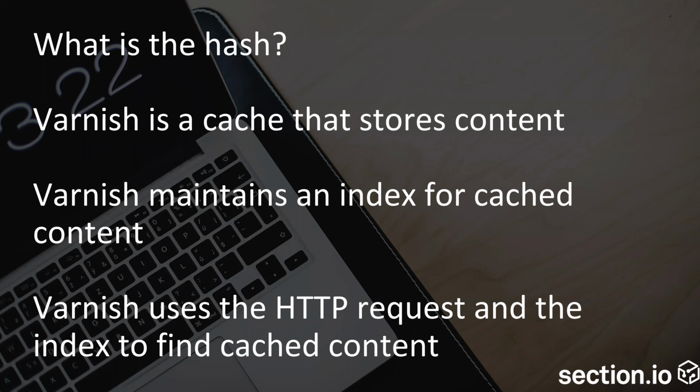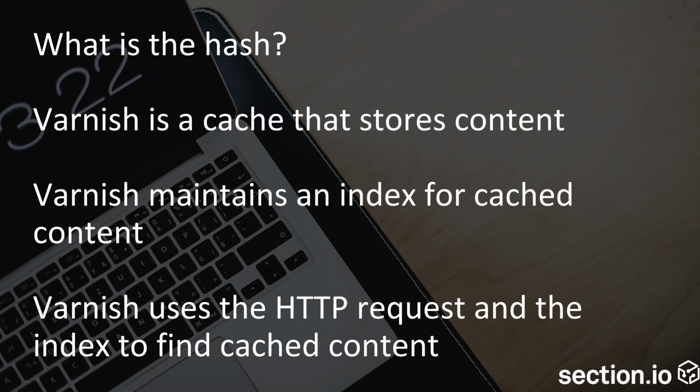So the title of this talk was Controlling the Hash. Now, what is the hash? We all know Varnish is a content accelerator that keeps copies of your content in memory or on disk inside a server. So Varnish is a cache that stores your content. But when an HTTP request comes into Varnish, Varnish needs to find that content. The way that it does that is that it maintains an index that says, hey, the homepage HTML is in this part of memory, or the logo PNG file is in this part of memory. That index maps the HTTP request that's coming in into a specific part of Varnish's memory so that Varnish can return the correct content.